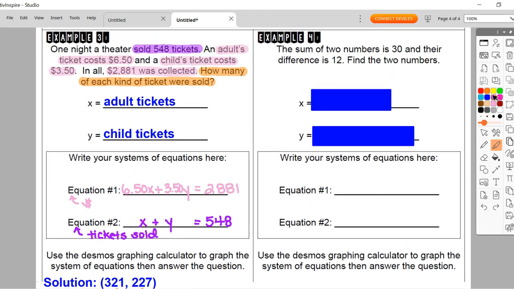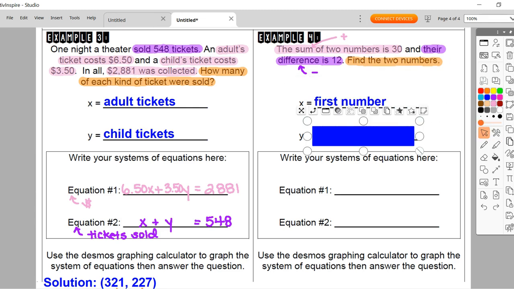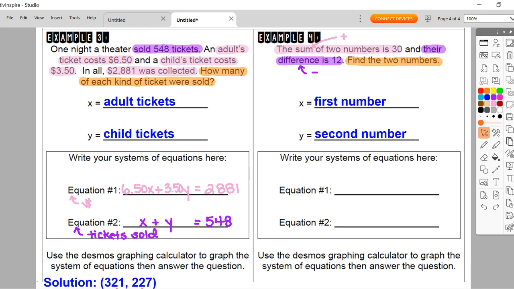Last example in our notes is going to be the following. Let's start highlighting, where I have the sum of two numbers being 30. As a reminder, the sum is a great indication that I'm going to be adding the two numbers for this problem. Their difference is 12. Difference is a great indication that I'm doing subtraction here. My goal, my question in the end, is to find the two numbers. Well, I'll start by defining my variables. I am looking for two numbers, so my X is going to be the first number, and my Y is going to be the second number.